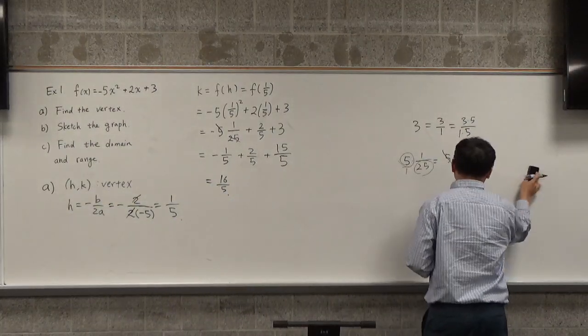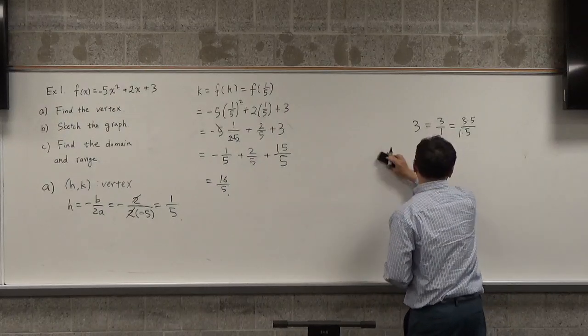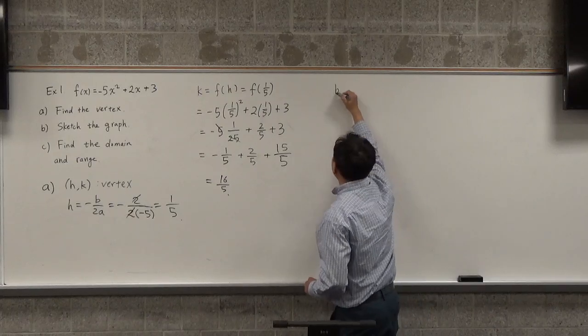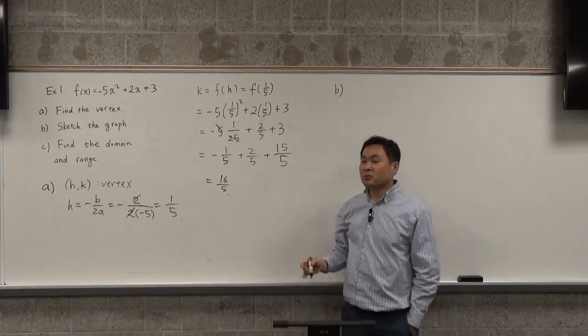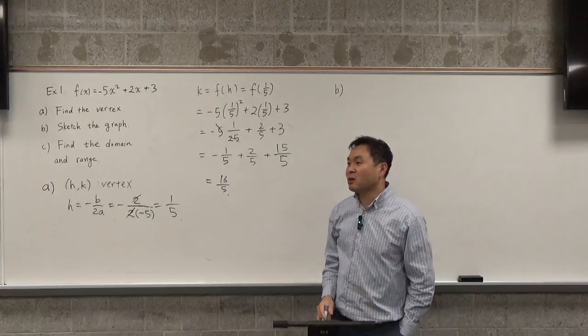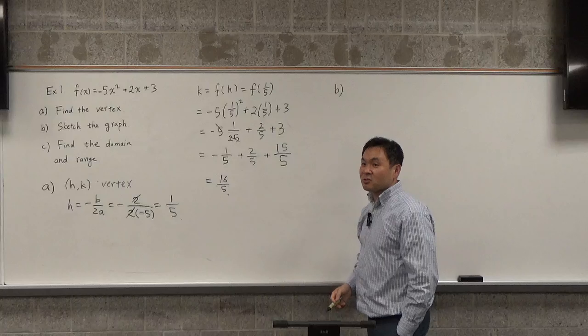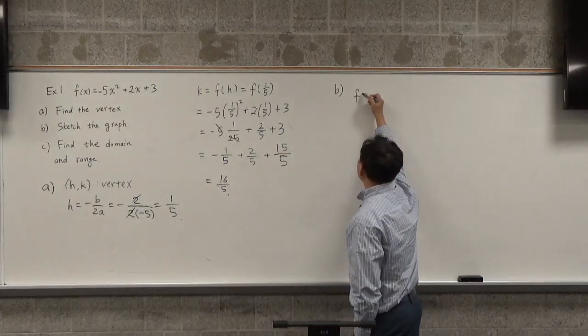So part A is done. Let's now move on to part B. How do you sketch? Well, if you just have the vertex, it won't be enough. You need at least another point. And one nice point is just to evaluate the function at 0.